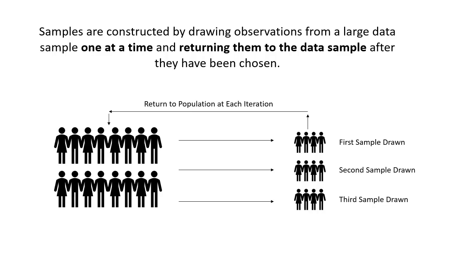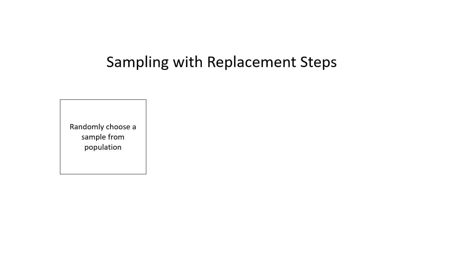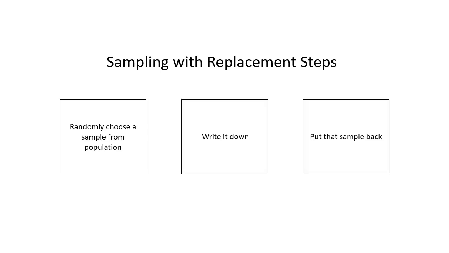Hello and welcome back. The bootstrap method is used for estimating quantities about a population by averaging estimates from multiple small data samples. Importantly, samples are constructed by drawing observations from a large data sample, one at a time, and returning them to the data sample after they've been chosen. This allows a given observation to be included in each small sample more than once. This approach to sampling is called sampling with replacement. Alright, let's craft the steps in this process. Step 1. Randomly choose a sample from the population. Step 2. We write it down. Step 3. We put it back in the sample. Yes, this means an observation can be chosen more than one time.